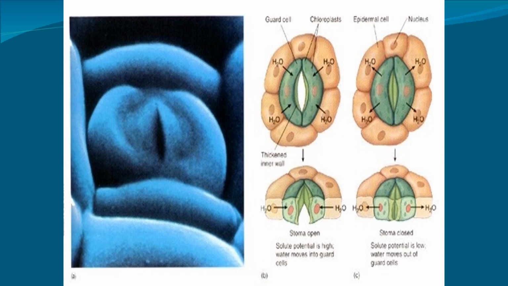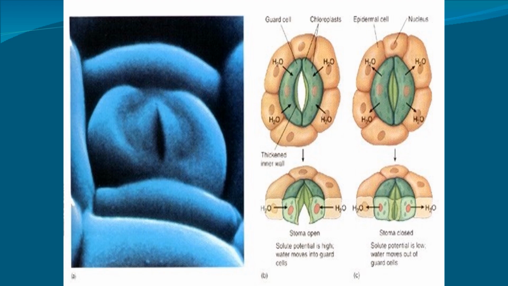The water is coming inside because the solute potential is high. So it moves into the guard cells and makes the stomata open. In the second case, the solute potential, that is potassium potential, is low. So the water moves out of the guard cells and makes the stomata close.